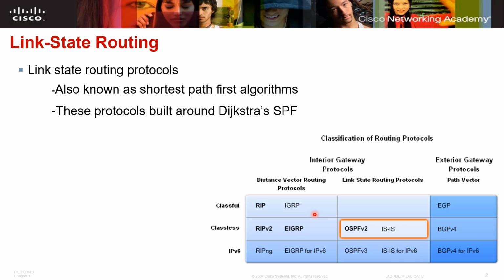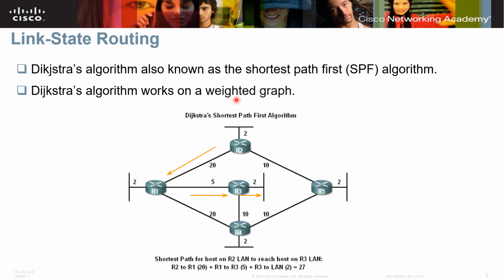So today we'll start the second category, which is link state routing protocols. Link state routing is also known as the shortest path first algorithm, and the famous algorithm under this category is the Dijkstra shortest path first algorithm. Dijkstra, or shortest path first, is the main well-known algorithm under link state routing protocols.